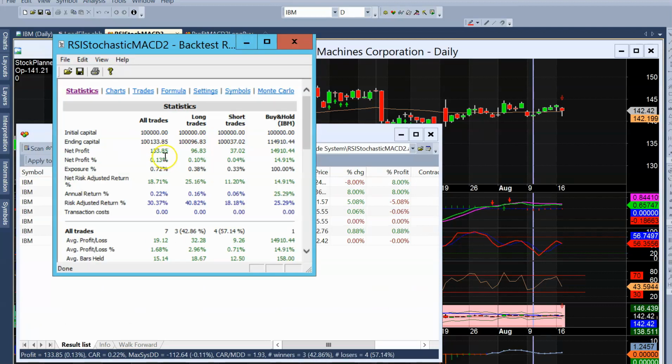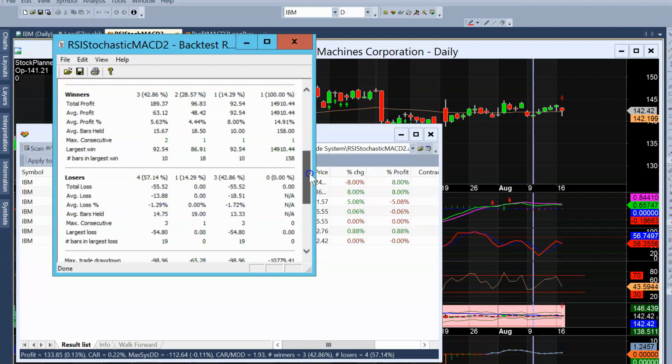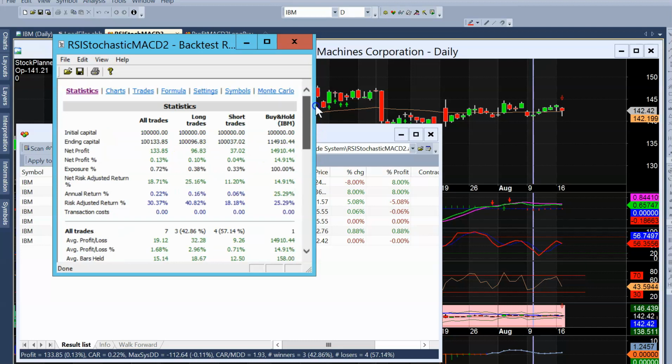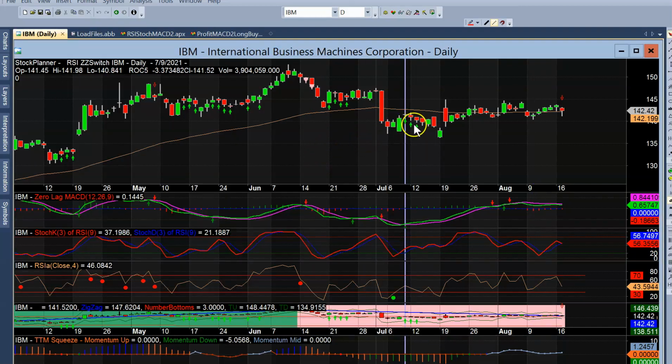And it's a winning system. 7 trades, 3 winners and 4 losers. My winners must have been bigger than the losers. But I like IBM, by the way, for the long term. That's the buy here, and that would have been a winner. It's just got a short signal now.